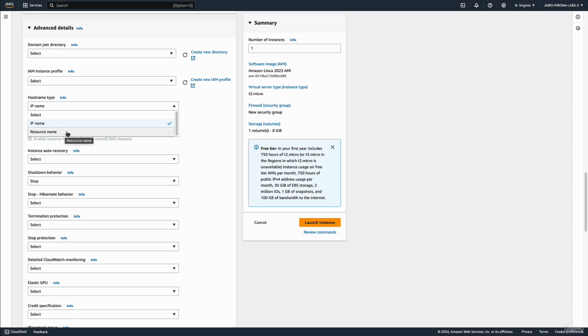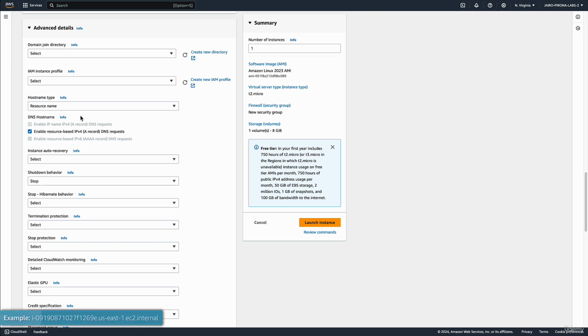Therefore, when the host name type is set to IP name, the private IPv4 address of the instance is included in its host name. On screen, you will be seeing an example of the format in the US East 1 region. And when set to resource name, the EC2 instance ID is included in the host name. On the screen, you will see an example of the format in the US East 1 region. For the time being, I will leave it as default.